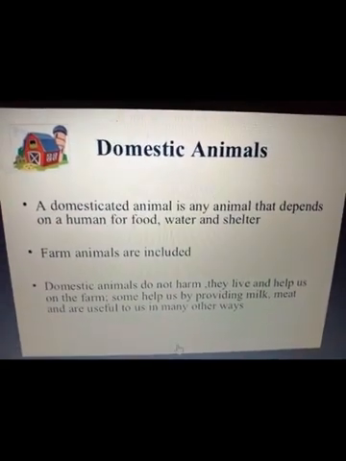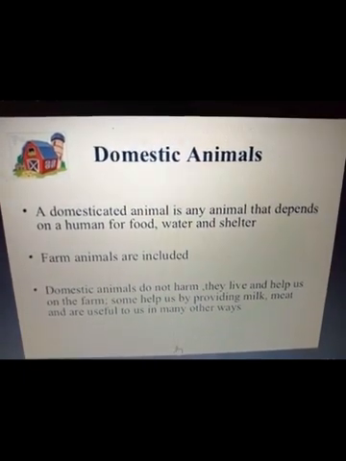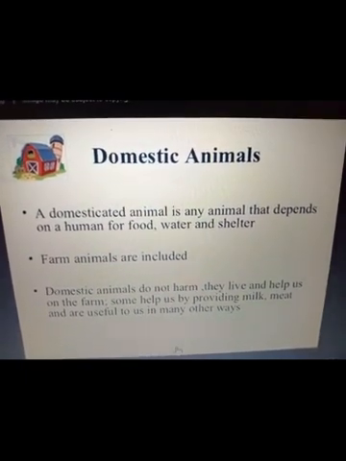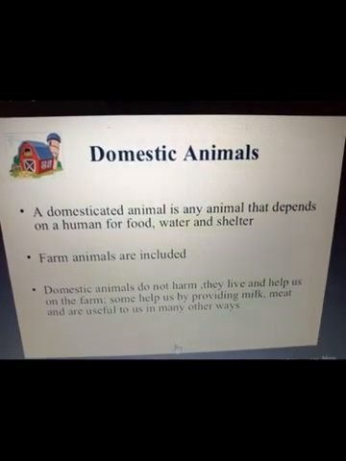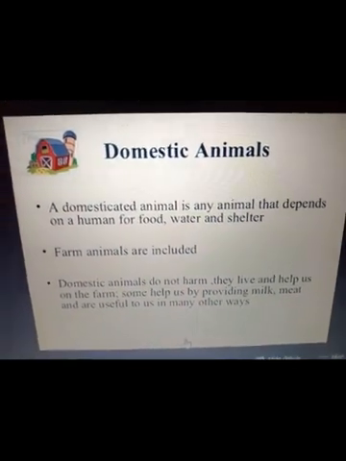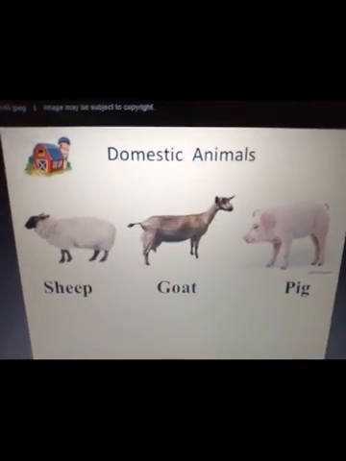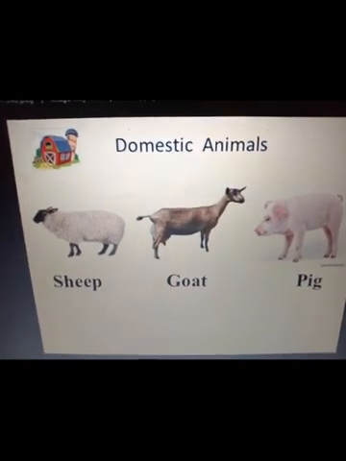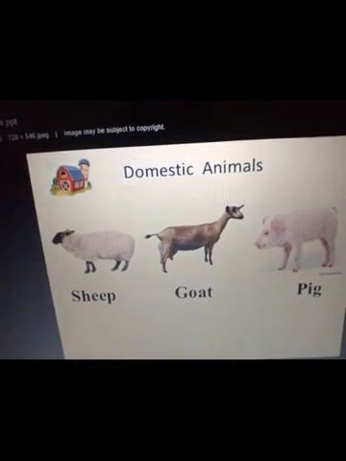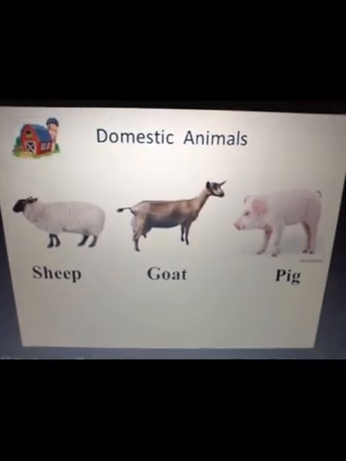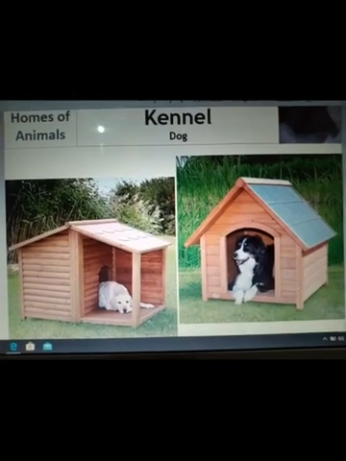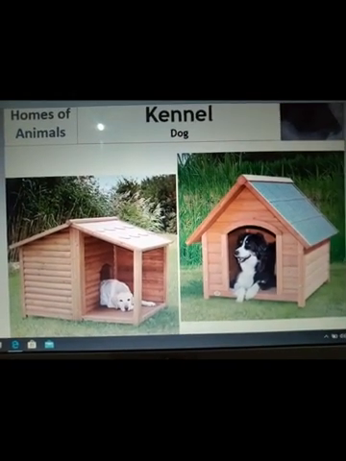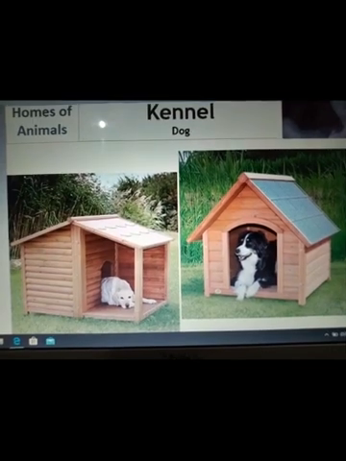So these domestic animals do not harm, they live and help us on the farm. Some help us by providing milk, meat and are useful to us in many other ways. Examples of domestic animals are sheep, goat, pig, cows, buffaloes, hens, dog. These are all domestic animals. Now, animal shelters built by human beings, and first is kennel.